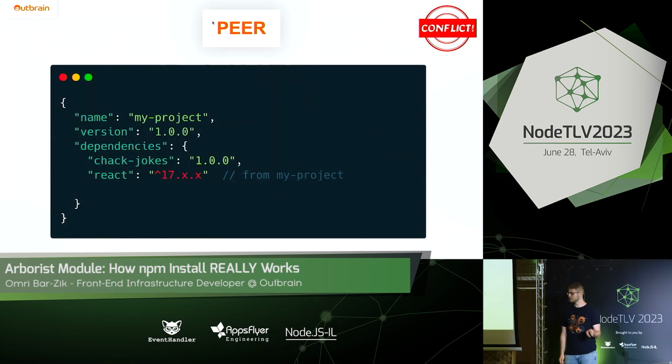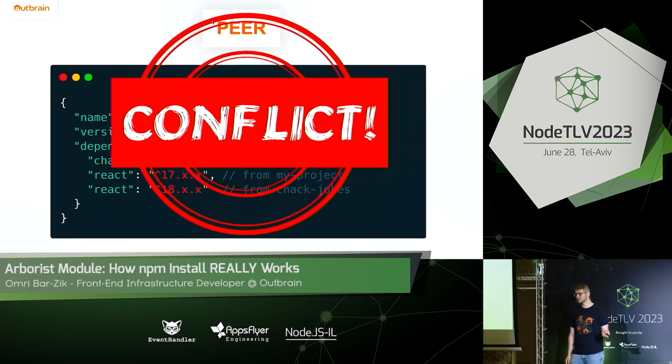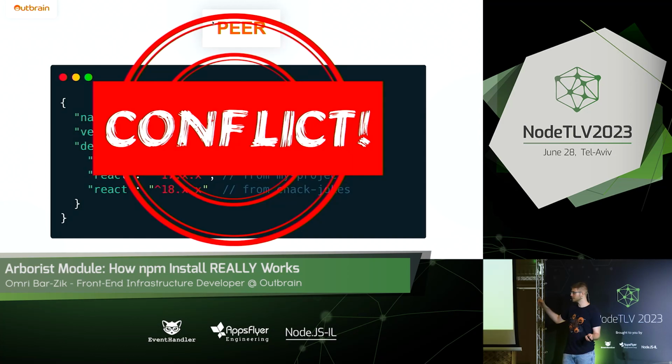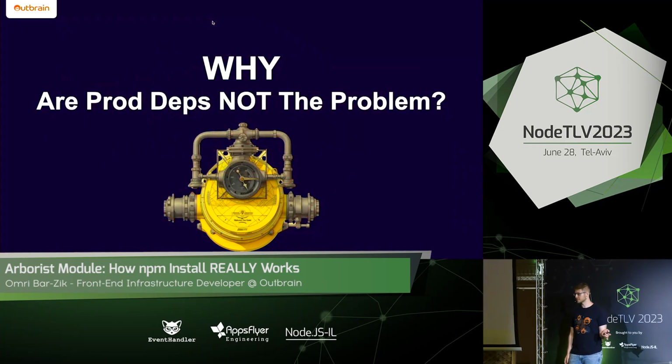Let's say before I installed ChuckJokes, I already had React 17 installed in my package. By installing ChuckJokes, I've installed both React 17 and React 18 at the same time. This is our conflict. And this is the sole reason why we have peer dependency conflicts inside our repo. Now, let's put this conflict aside and ask ourselves the fourth question.